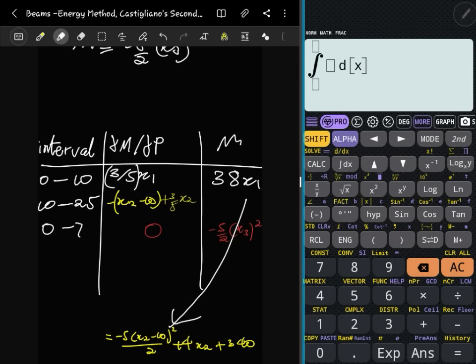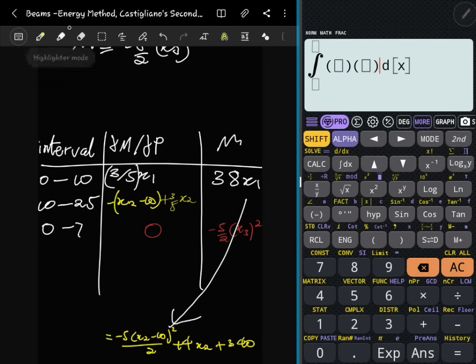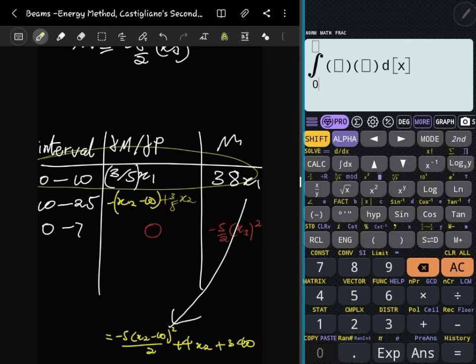Okay, so now I need two functions, right? Two sides. I'm trying this one first. The first one, right? And it's from 0 to 10. So, and then we have 5x, right? And what do we have here? 38x, right? So when we do this, I'll get 7600 for the first one.